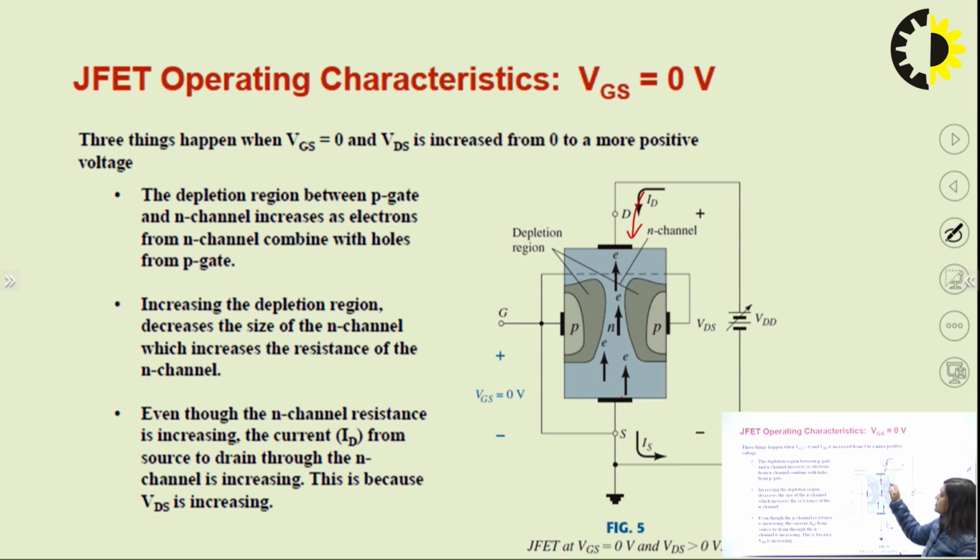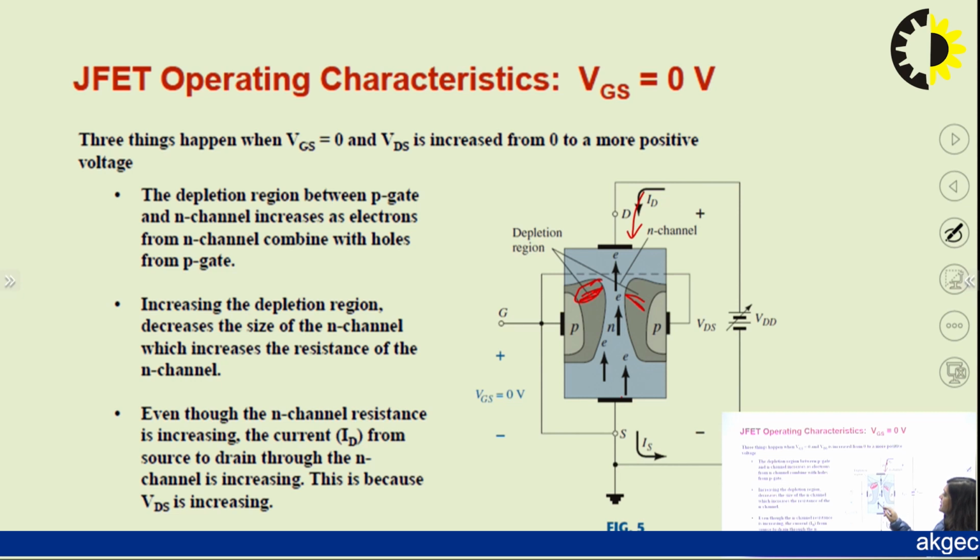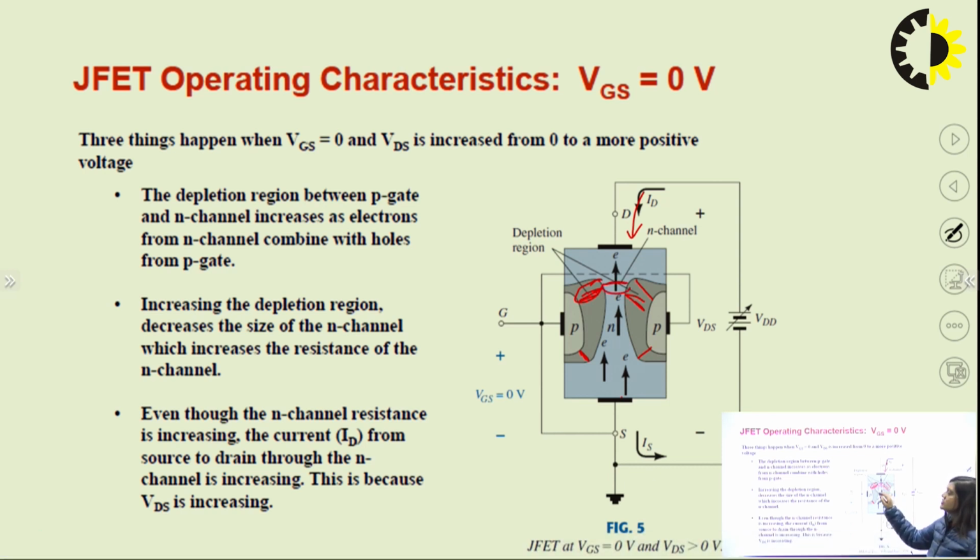And due to the flow of this current, there will be a depletion region. We can see this is the depletion region that is forming here. Here the depletion layer width is high in comparison to this side. Here the depletion layer width is high, here it is low. So there is a depletion layer width variation along the channel, and here the passage of the channel is reduced. Due to the reduction of this passage of the channel, the current ID will also be reduced.